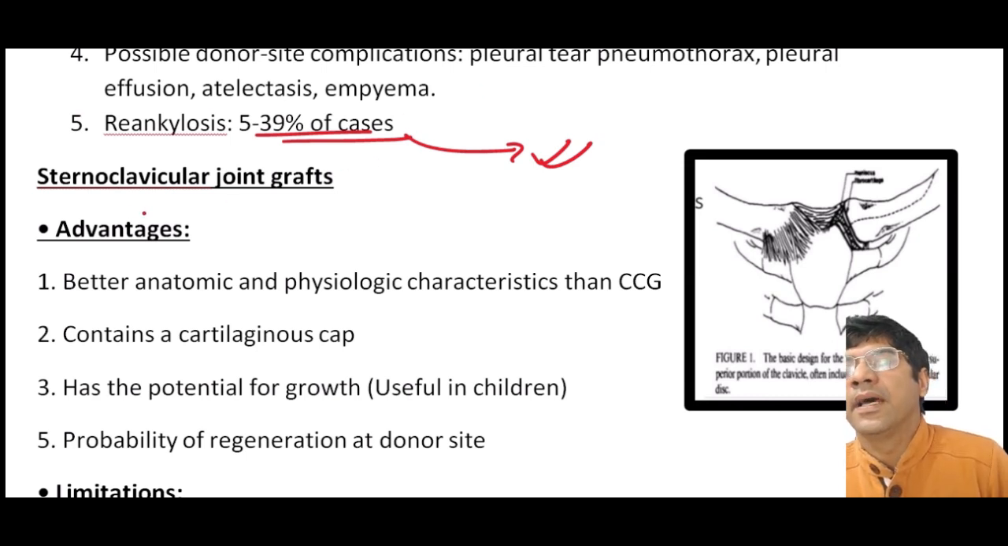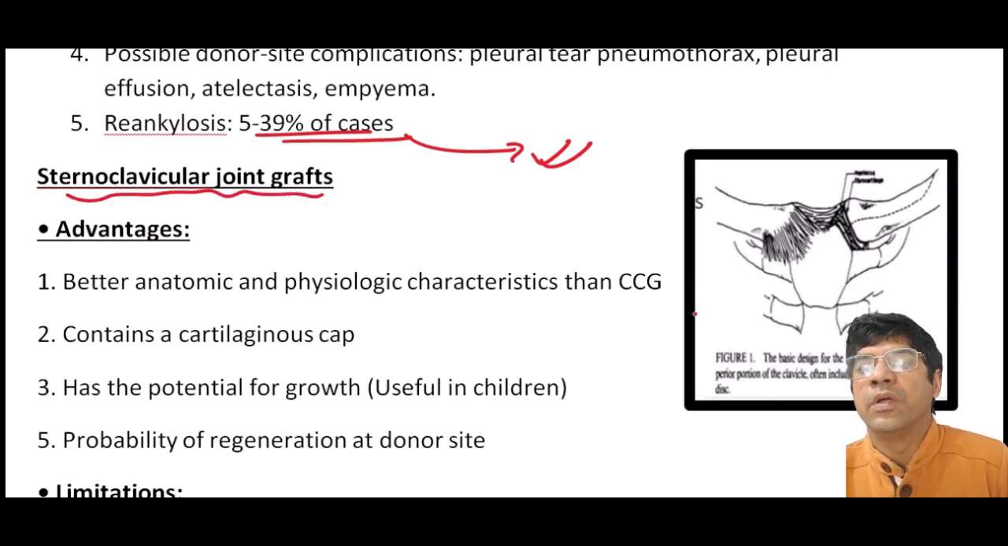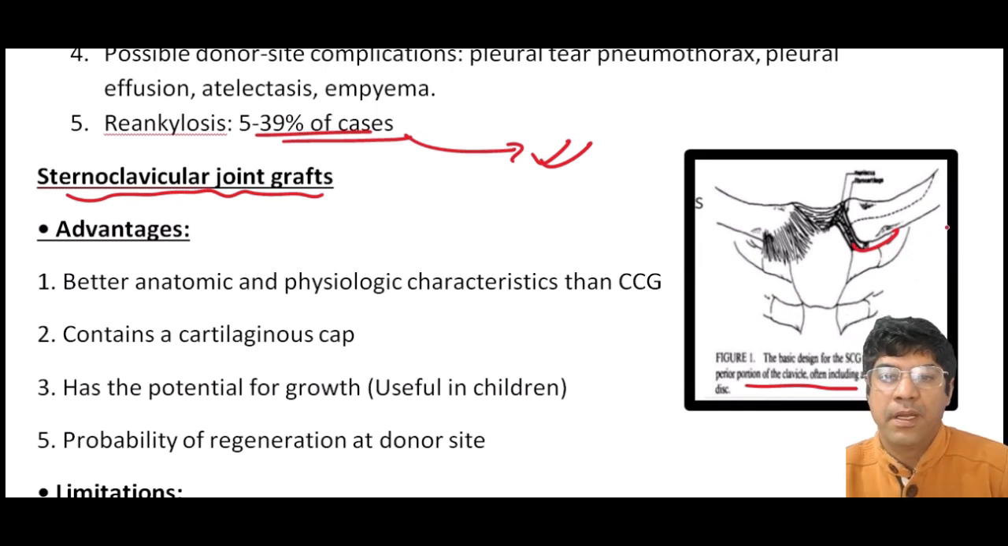Apart from that, we can use the sternoclavicular joint. It is taken from the superior portion of the clavicle as it contains a cartilaginous cap. It has a potential for growth and a probability for regeneration at the donor site. The limitation is the unacceptable location of the surgical scar. Sometimes the location of the incision for the graft might be considered aesthetically or functionally unacceptable.